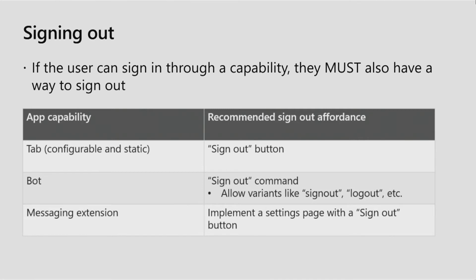Similarly, if the user has to sign into your bot to use it, then your bot should have a sign out command. And ideally, you would allow for spelling variants like sign out, sign-out as one word, or log out. You may even be fancy and use NLP or LUIS to detect other phrases that equate to the user's intent to sign out of your application. And if you have a messaging extension that does auth, then that messaging extension should implement a settings page with a sign out button. This rule can easily cause your app to fail validation when you try to publish it to the App Store. So please pay attention to these requirements.